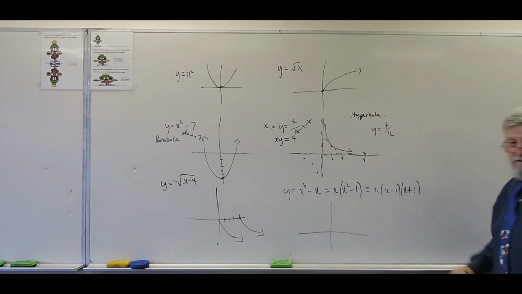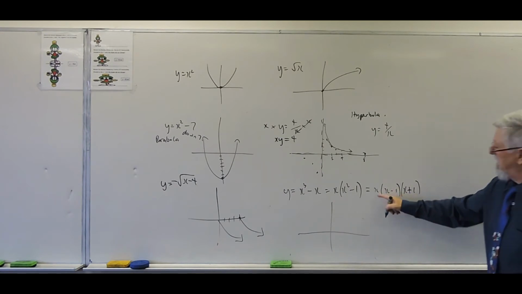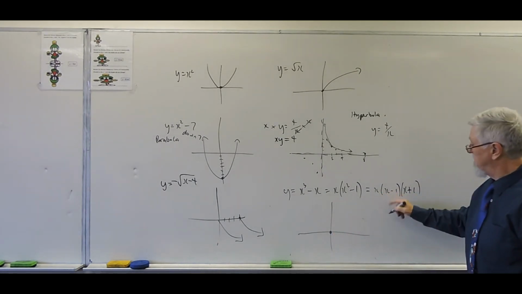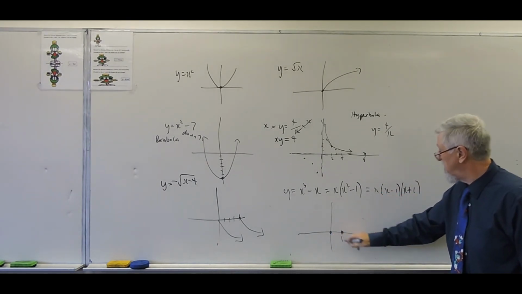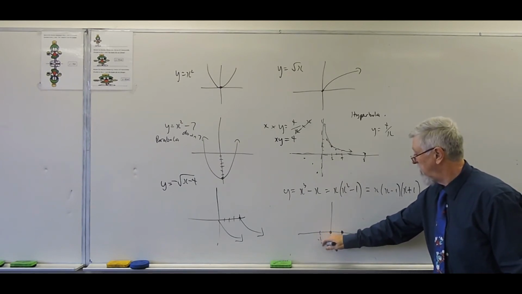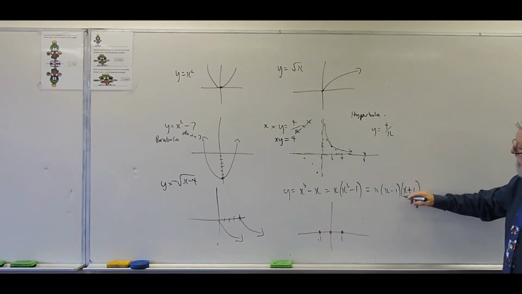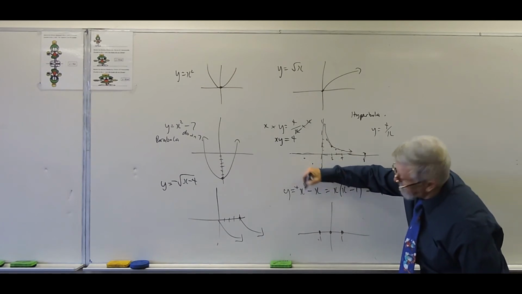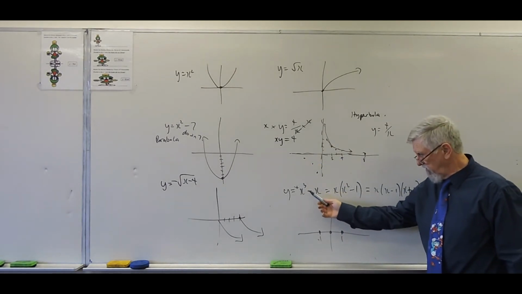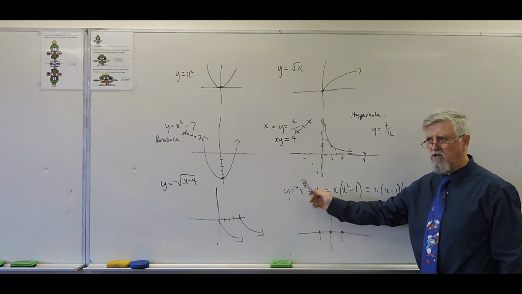So what have I got? A cubic. It goes through at 0. It goes through at 1. And it goes through at minus 1. Then, because it's all positive, see that's a positive. It's not about that being positive, it's about the number in front of the x cubed.